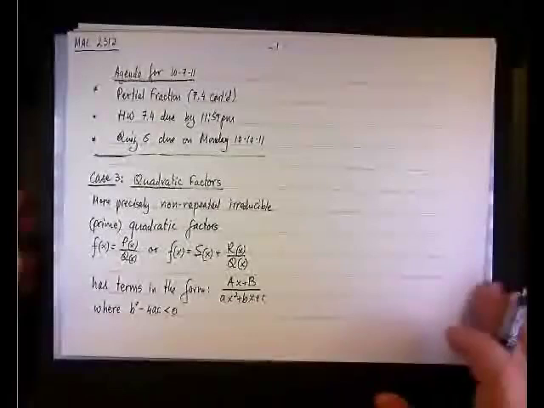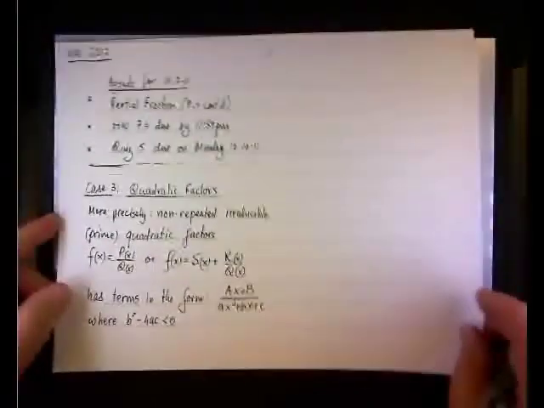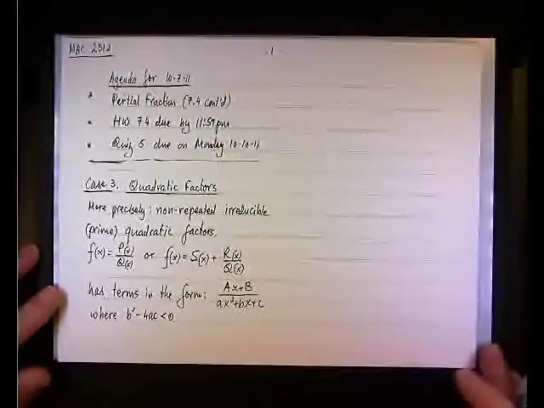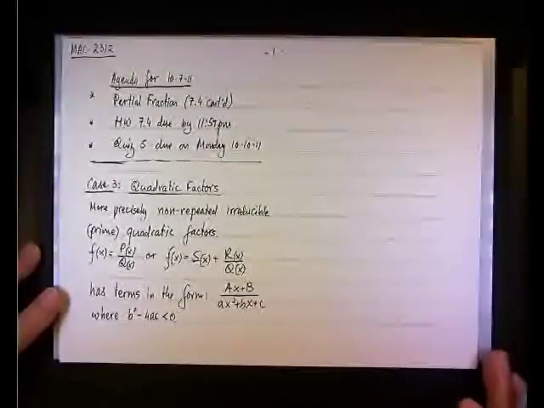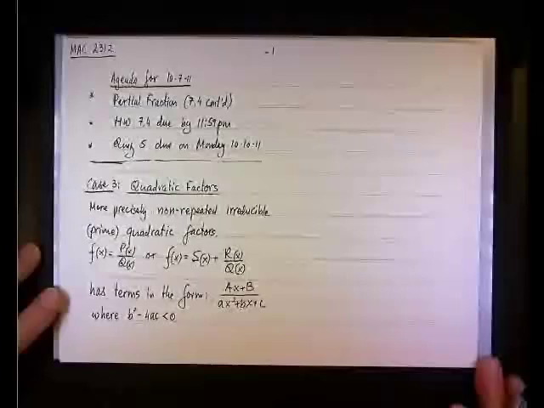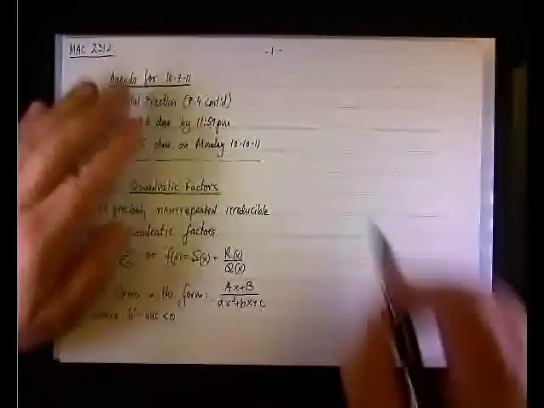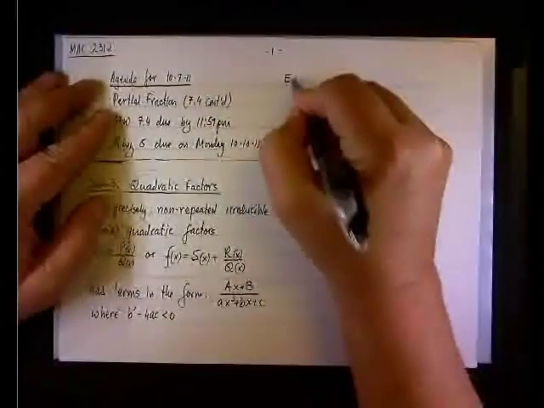But how do we know that a quadratic factor is prime? Well, check the discriminant, b squared minus 4ac. If this is negative, then you stop right there. If it's positive or 0, you need to factor it. Okay? Here's a quick example.